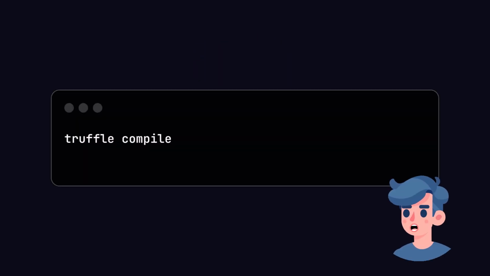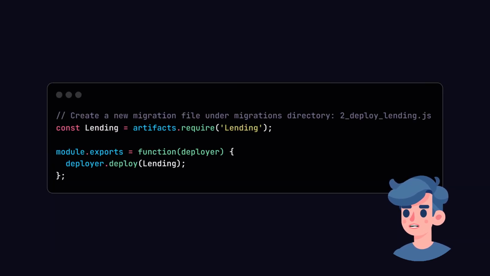Now that we have our contract written, let's compile it using Truffle. In the terminal, run the following command. You should see output indicating that the contract was successfully compiled.